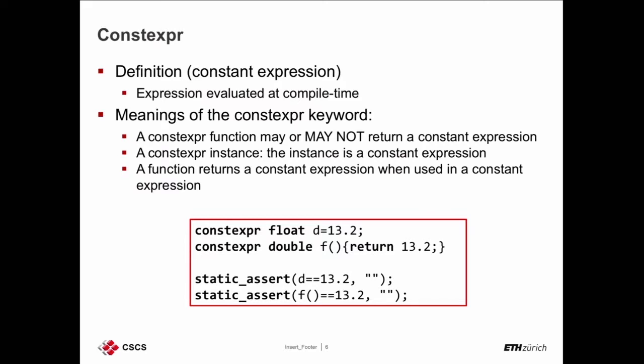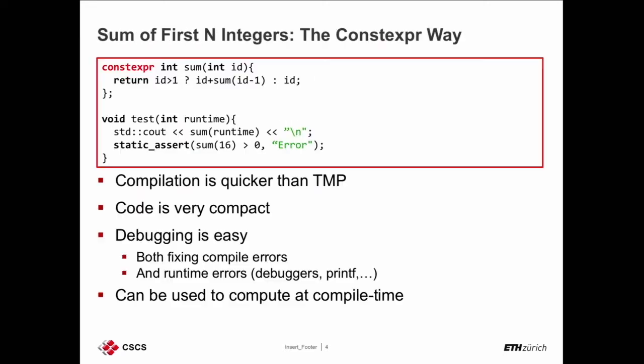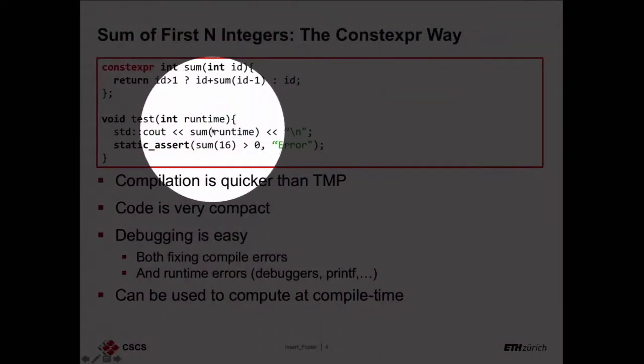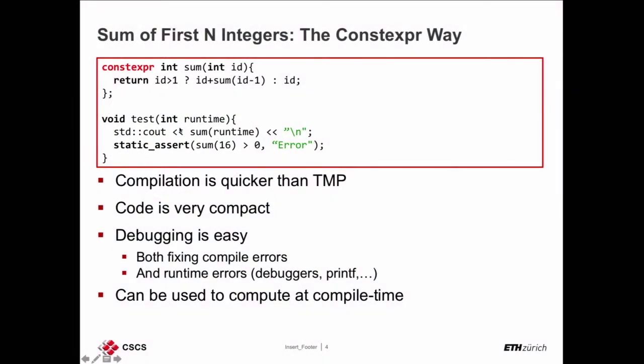Okay, so the constexpr indicates that expressions will be evaluated and available at compile time. As we see, a constexpr function may or may not return a constant expression, as in this previous example here. You can have the runtime version of this function.